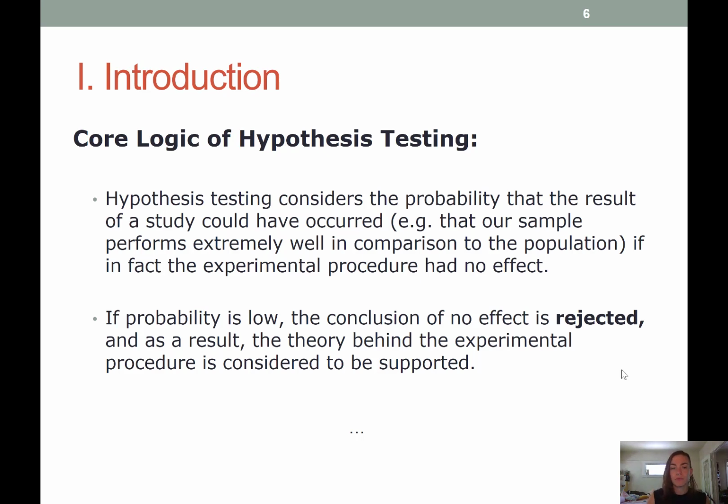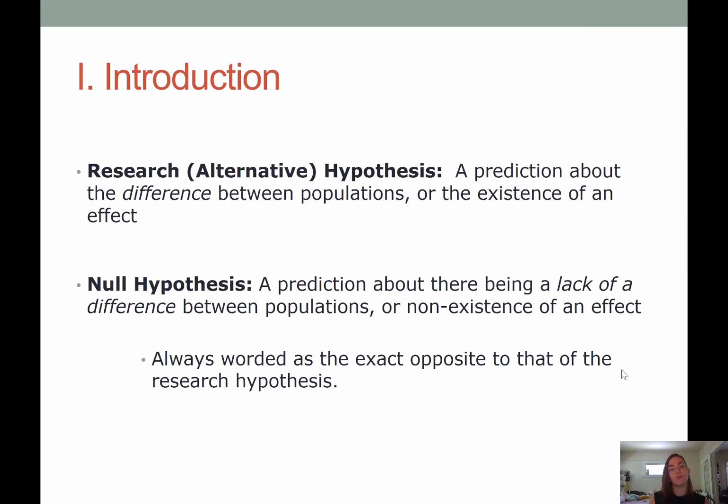Okay. So if the probability of your outcome in your study is very low under the null hypothesis, then we would conclude that the null hypothesis is rejected. So I reject that there's no effect, and further, I support that the research hypothesis is true. So again, going back to the research and the null hypothesis, we're testing the null hypothesis. We determine whether we're able to reject the null hypothesis. And if we can reject the null hypothesis, we have support for the research hypothesis.